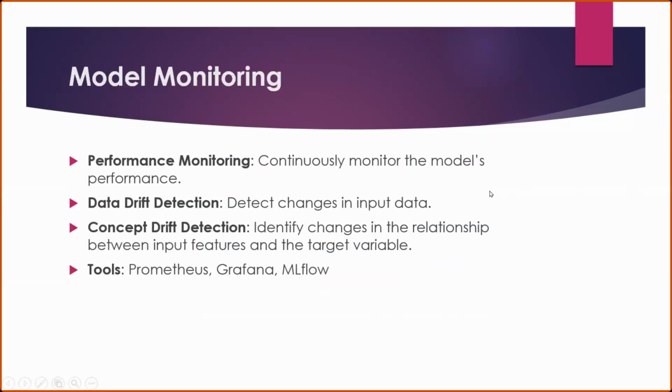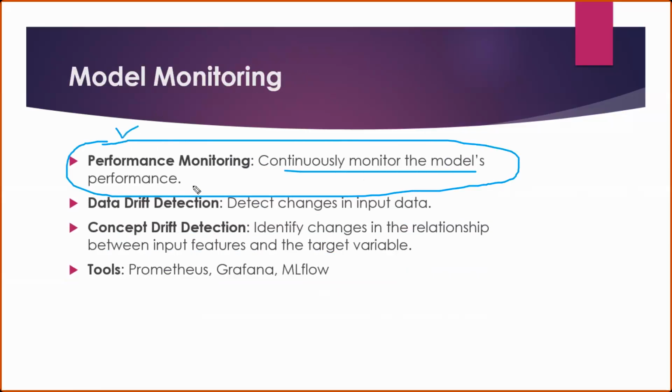And model monitoring. In model monitoring, performance monitoring is one part: continuously monitoring the model performance. If something is wrong, then we have to retrigger and retrain the model. Once your model is given, it is not going to give you the expected output for a long time in one shot. It needs maintenance. So you always have to check and retrain. Then there is data drift detection, detecting the changes in input data.